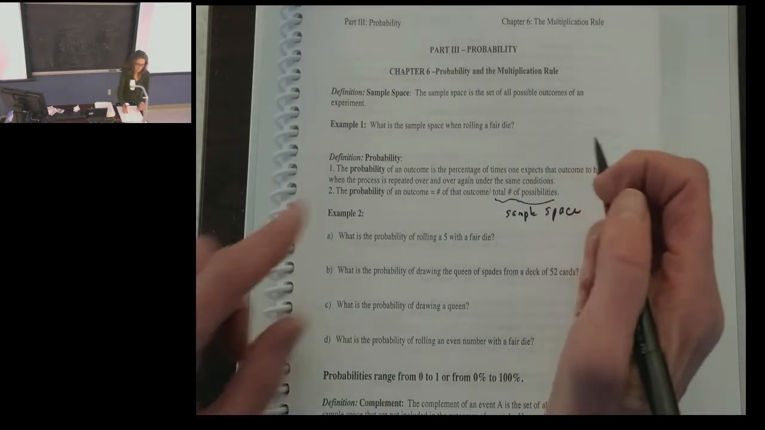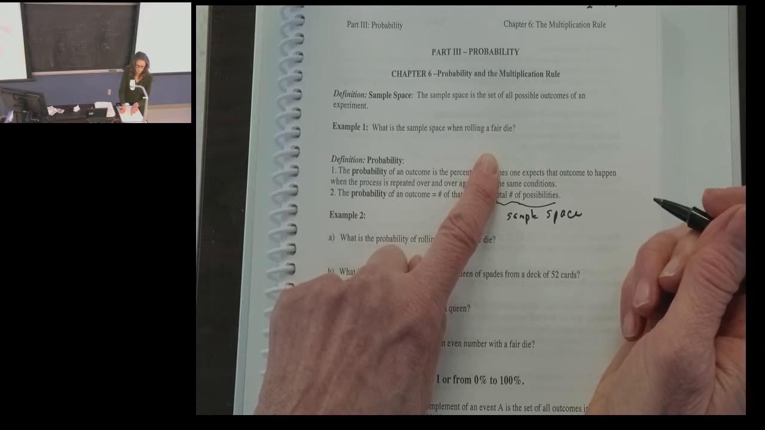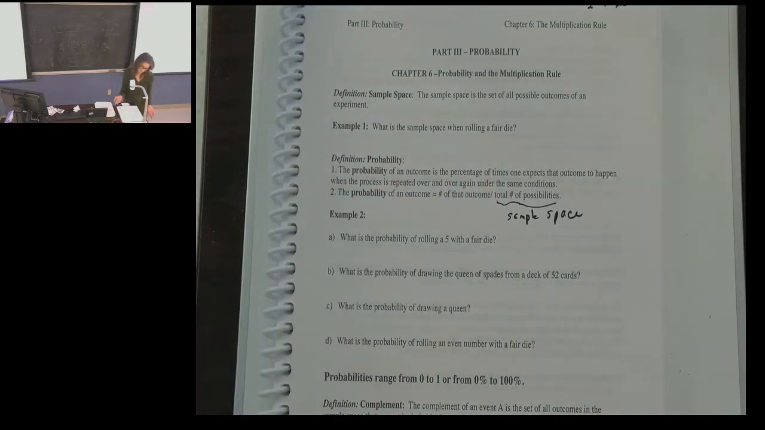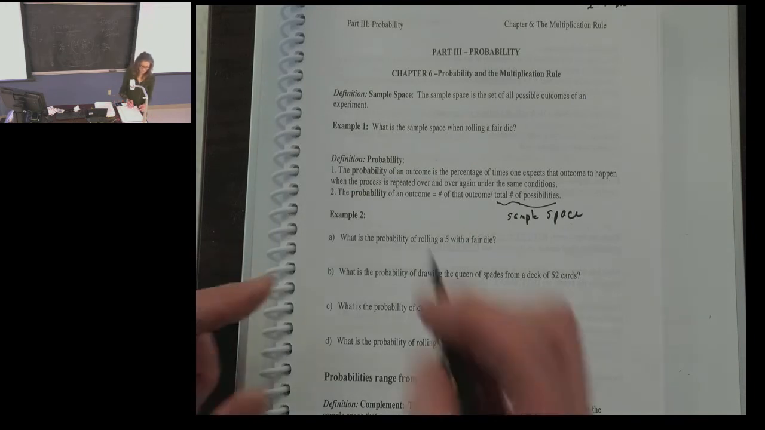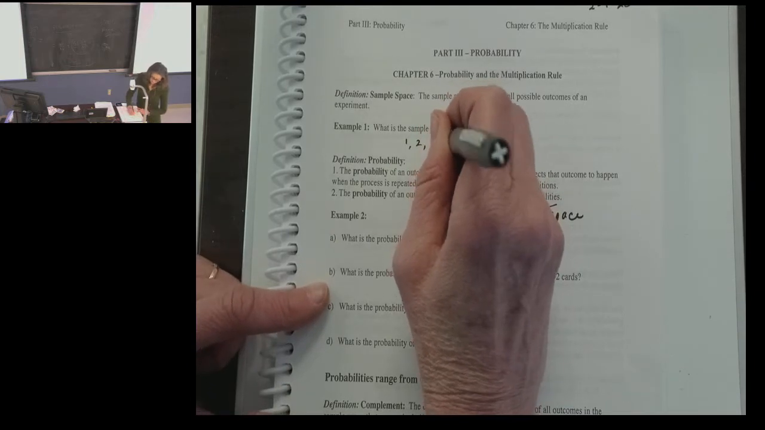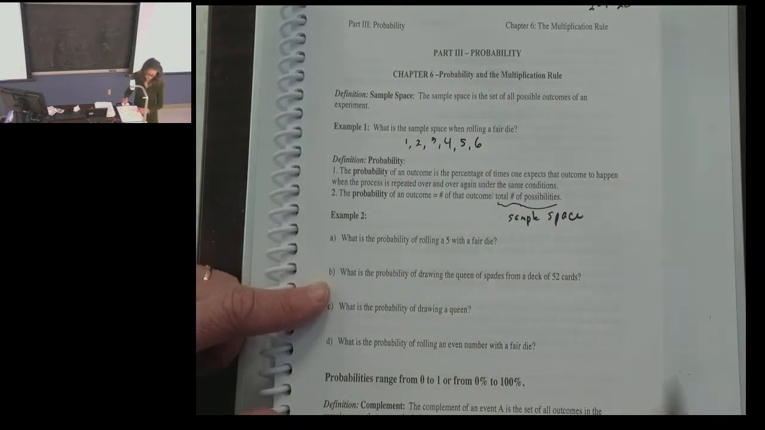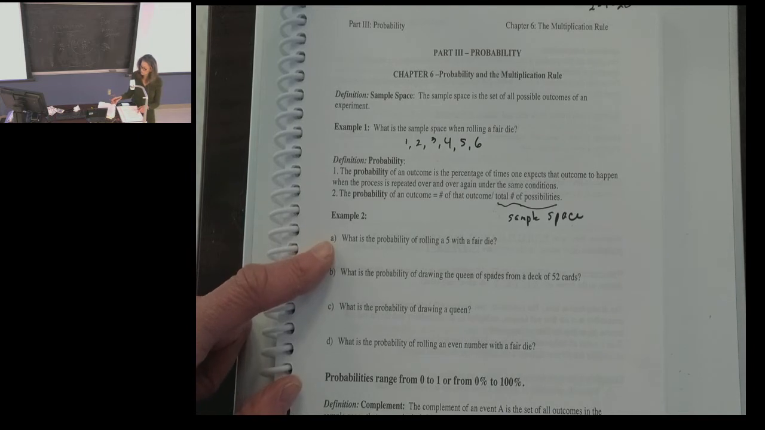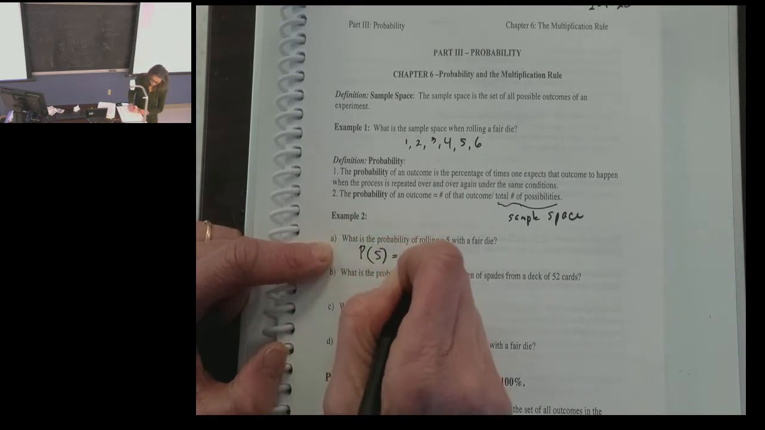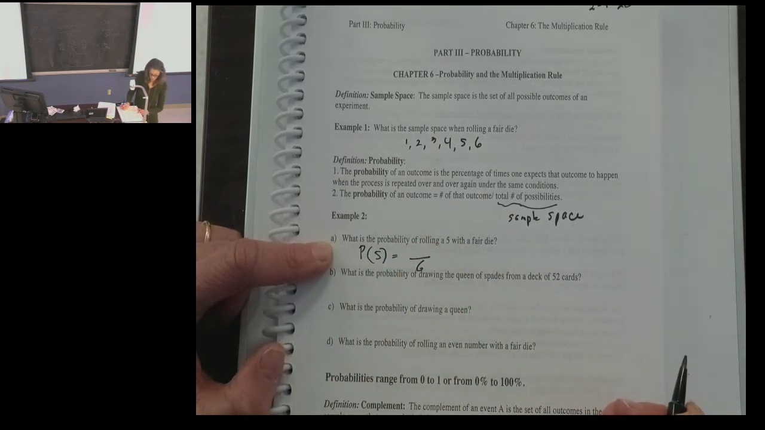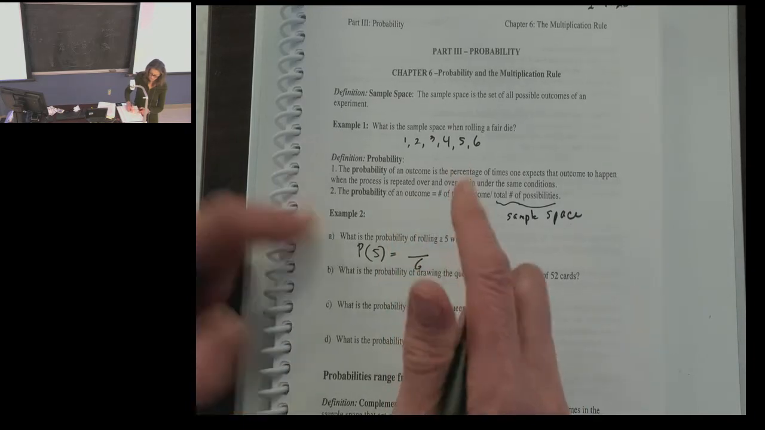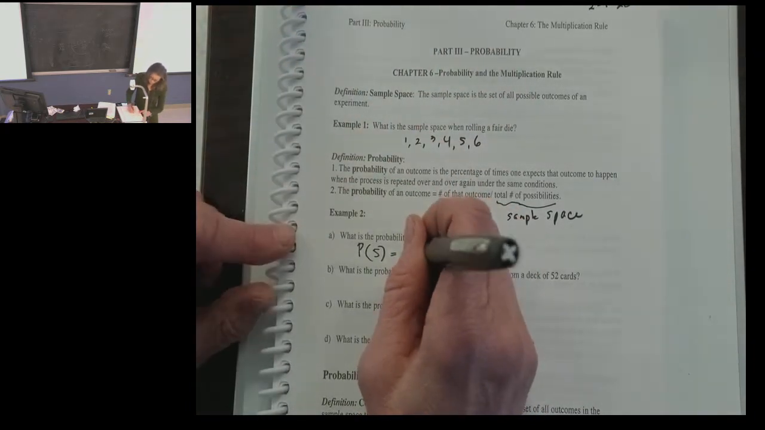So the sample space, what's the sample space for rolling a fair die? A fair die like this. Well, there's 6 possibilities. You could get a 1, a 2, a 3, a 4, a 5, or a 6. Okay, so what's the probability of rolling a 5? Well, out of the 6 possibilities, the number of that outcome is 1 out of 6.